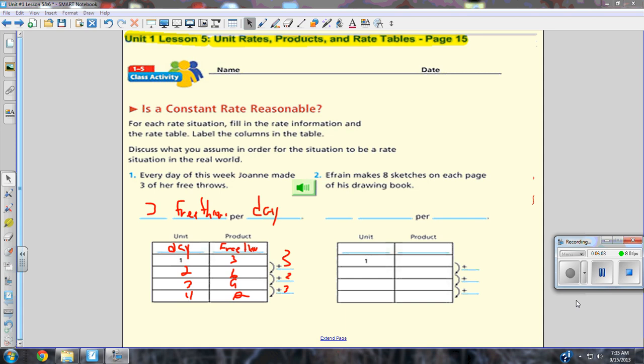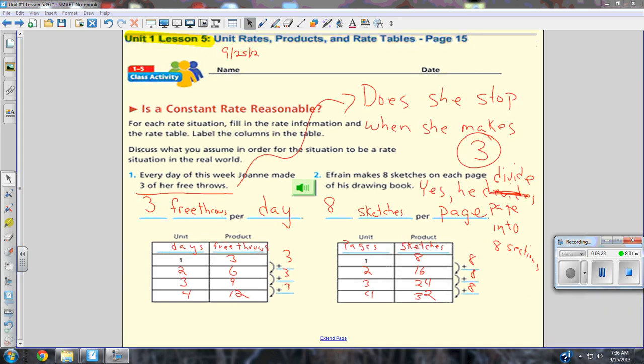Number 2, Ephraim makes 8 sketches on each page of his drawing book. So what would that look like? Number 2, make your rate table. Alright, so you'd have 8 sketches per page. Your unit would be pages, your product would be the sketches.